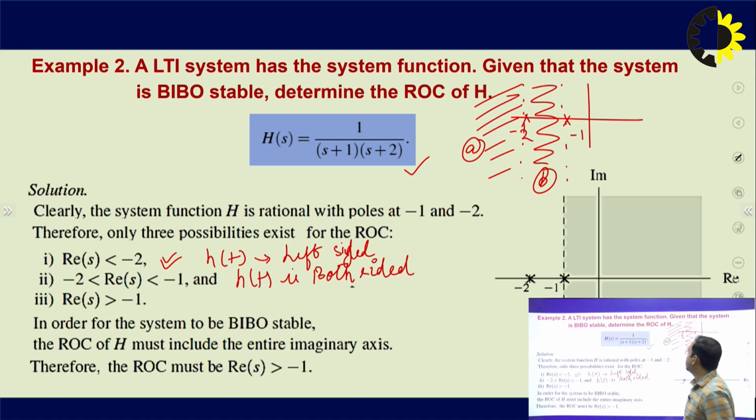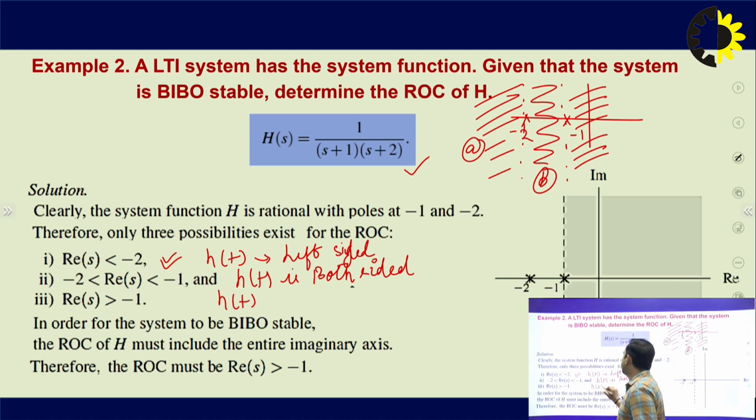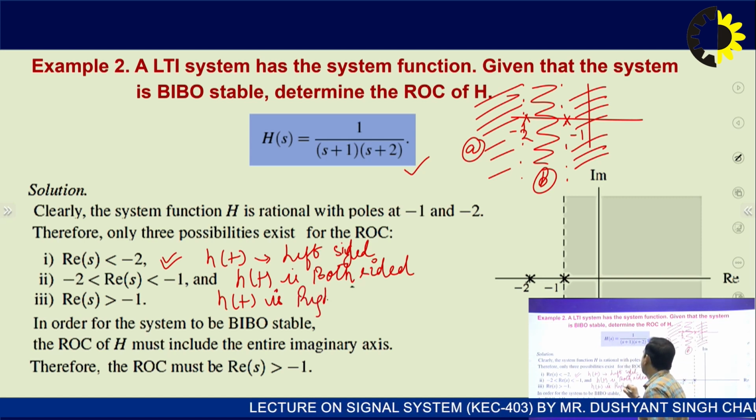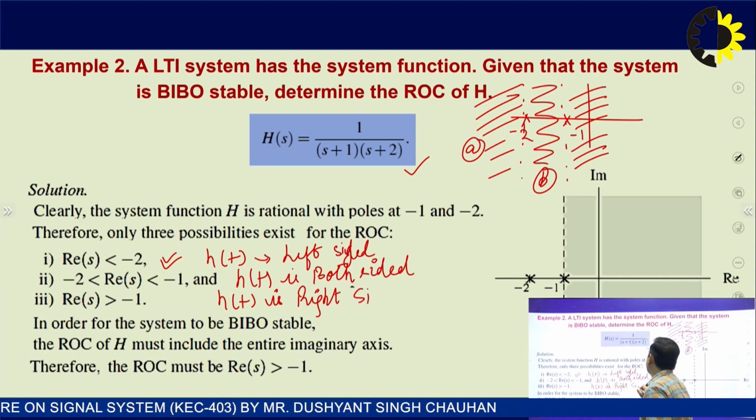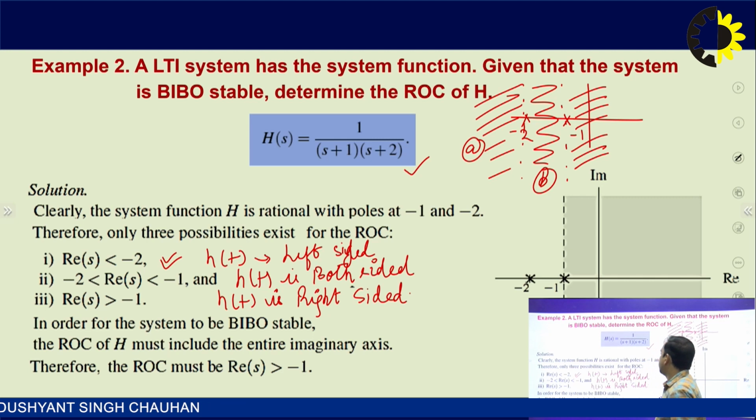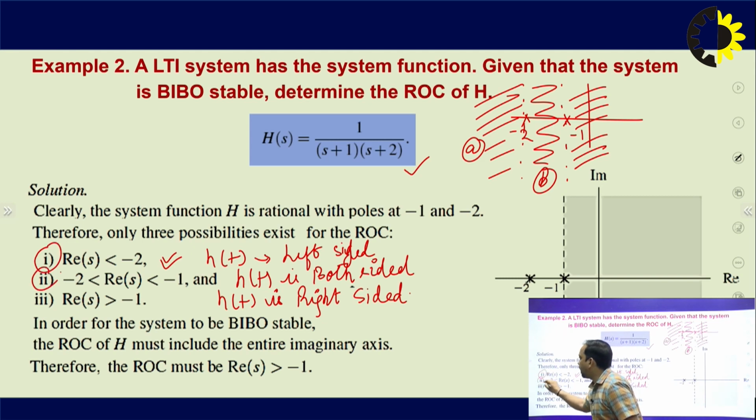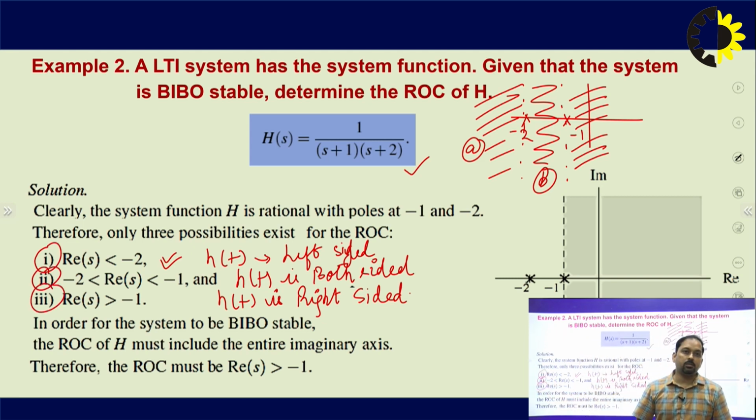Finally, in the third case, we can see clearly that the real part of s greater than -1 is to the right of the rightmost pole. So h(t) is right-sided. We can now comment on which of these three cases the system is stable in.